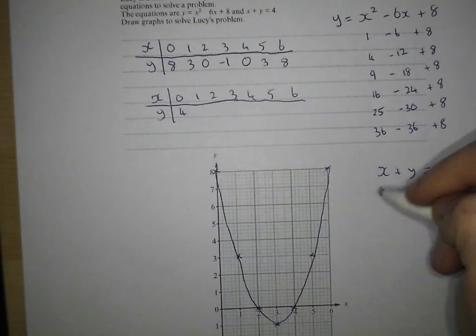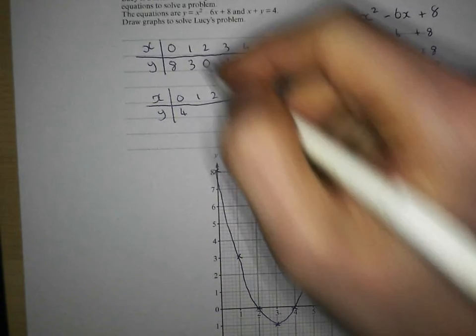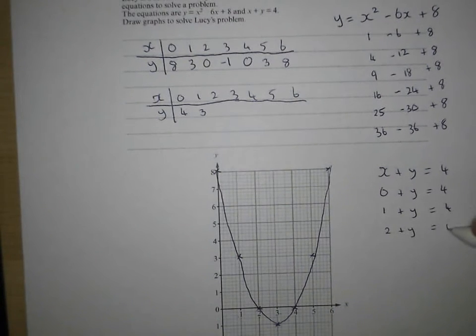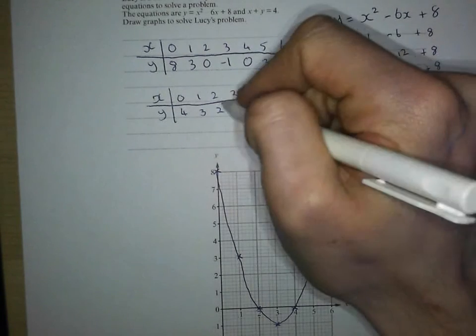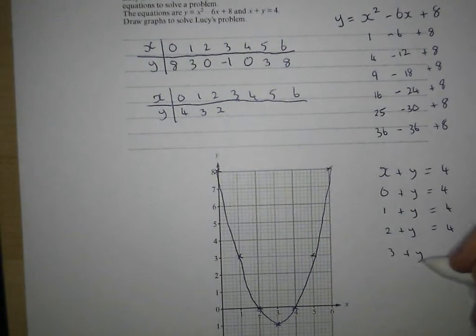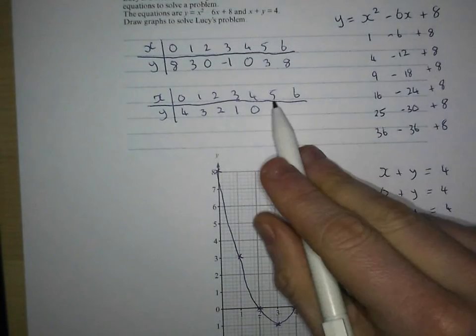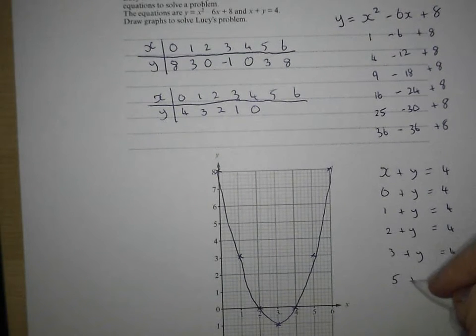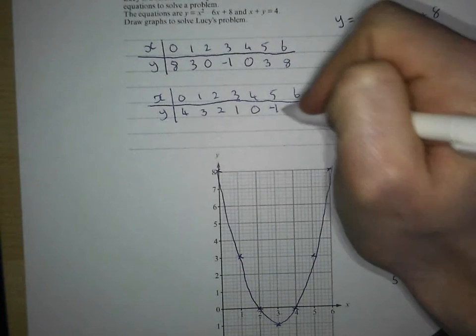When x is 1, 1 plus y equals 4. What's y got to be? Well, 1 plus 3 equals 4. When x is 2, 2 plus y equals 4. Well, 2 plus 2 equals 4. And now we can easily spot the pattern, right? 3 plus y equals 4. 3 plus 1 equals 4. And let's just have a quick check of this 5 one. 5 plus y equals 4. Well, 5 plus minus 1. You've got to go 1 less. So it works: minus 1, minus 2.